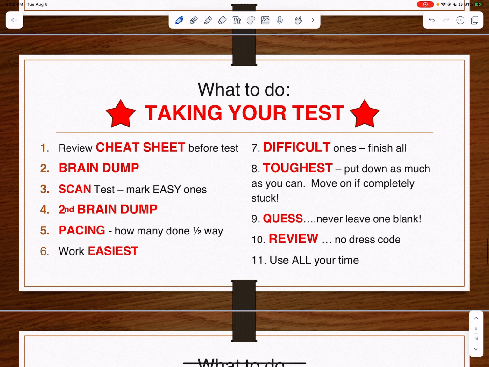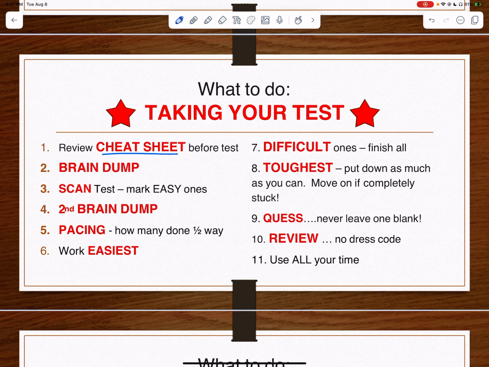Let's talk about what to do while taking the test. This is where the cheat sheet comes in. Right before the test, when I come in holding these tests in my hand and look across the classroom, I should see everybody looking at their cheat sheets. I want you to be reviewing that cheat sheet right before the test. Then I'm going to hand out the test. I should say it the other way around. You put away your cheat sheet, and then I'm going to hand out the test.